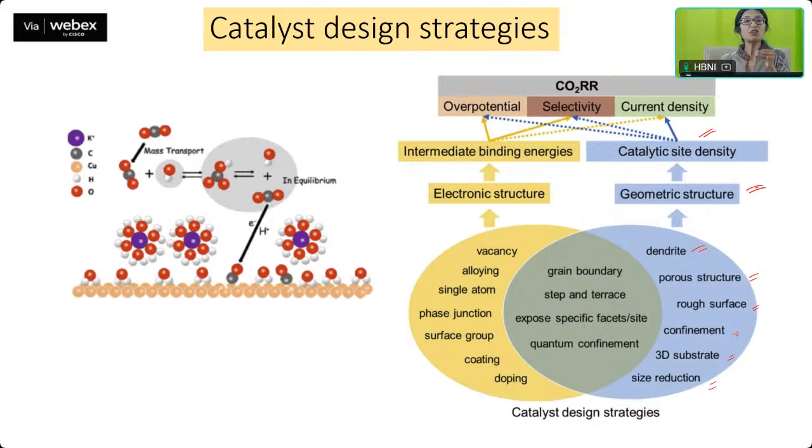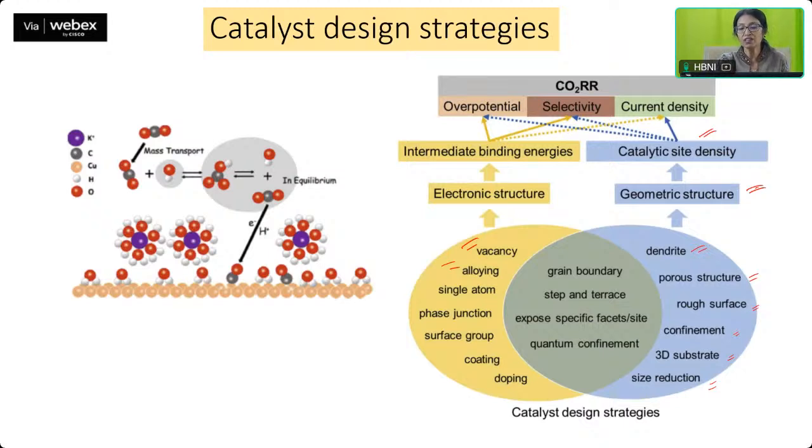And now if you look into lowering of overpotential, then you have to lower the intermediate binding energies, right? So that means you have to play around with the electronic structure. So how do you play around with it? So you generate vacancy in your particular material. You can do alloying. You can use single atom. You can do different heterophasic junctions. You can attach some surface groups. You can do a coating. You can do doping. So all these things are going to change your electronic structure. And that will change the intermediate binding energy, which has a direct effect on the overpotential.